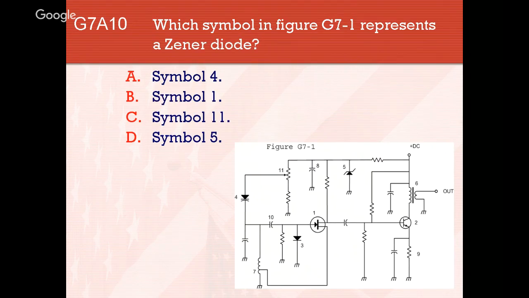Your Zener diode. Remember that little squiggly line that looks a little bit like a Z is going to give you a clue as to what the Zener diode symbol actually looks like. So it's symbol 5, or your answer is D.